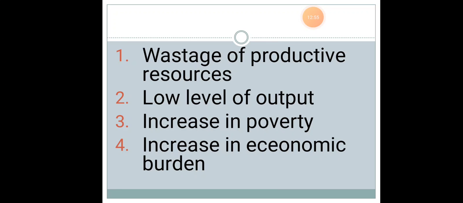And lastly, increase in economic burden. I can give a major example for economic burden: rapid growth of population. What happens when there is rapid growth of population? There will be no proper employment opportunities. Even education for each and every individual in the home is very difficult for parents to give. Because of this, there will be an increase in unemployed people in the working process. This is known as increase in the economic burden.